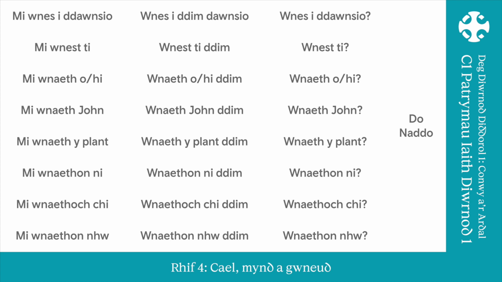Wnes i ddim dawnsio. Wnes ti ddim. Wnaeth o ddim. Wnaeth hi ddim. Wnaeth Edward ddim. Wnaeth y plant ddim. Wnaethon ni ddim. Wnaethoch chi ddim. Wnaethon nhw ddim. Wnes i ddawnsio. Wnes ti. Wnaeth o. Wnaeth Edward. Wnaeth y plant. Wnaethon ni. Wnaethoch chi. Wnaethon nhw.